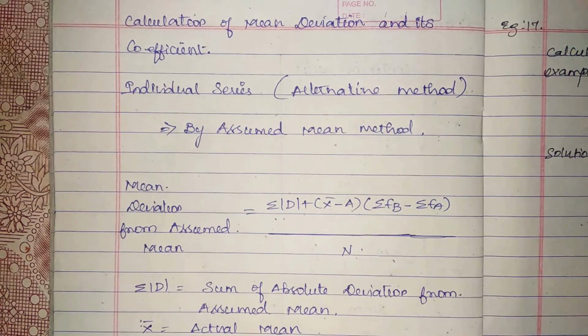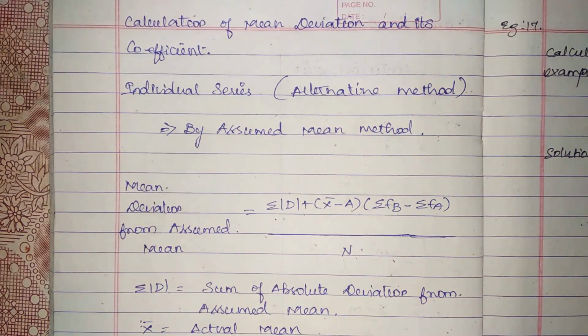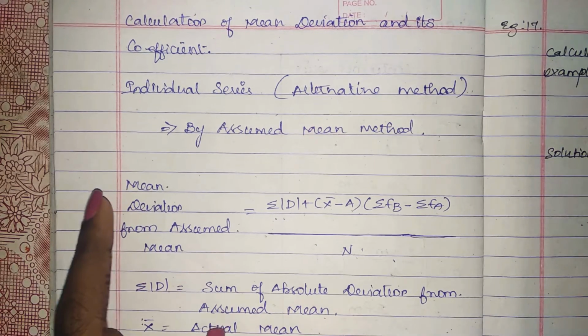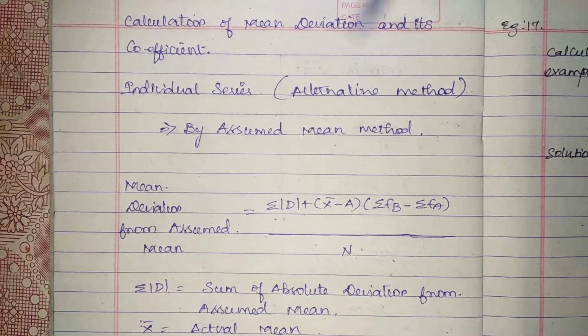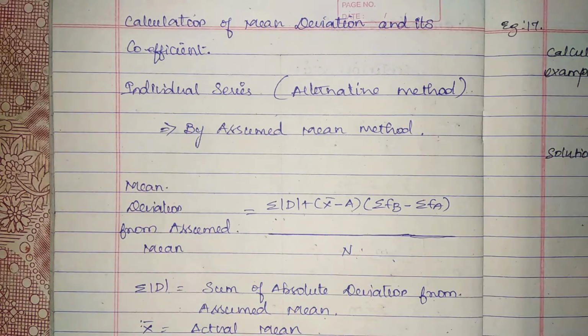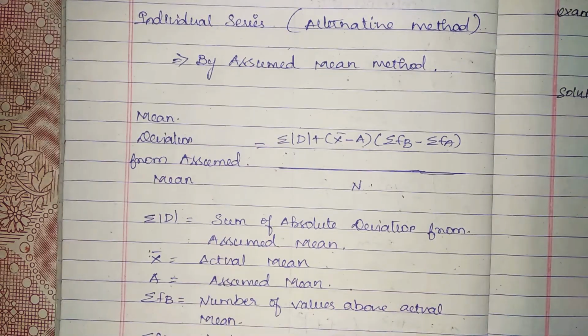Calculation of mean deviation and its coefficient. In this individual series, we are going to find the alternative method. The alternative method is also called the assumed mean method. Why is it called the assumed mean method? In this series, we are going to take one number as an assumed mean number, and then follow the further steps.